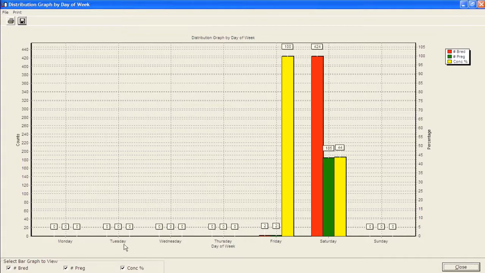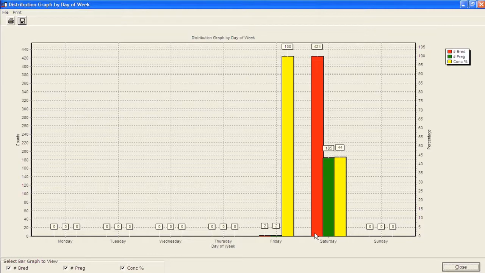So no cows bred on Monday, Tuesday, Wednesday, or Thursday. 2 cows bred on Friday, 2 pregnancies for 100% pregnancy rate. So that conception rate is really not a valid thing when you only have 2 animals bred, and no cows bred on Sunday. So you can see that we breed nearly 100% of the cows on Saturday.